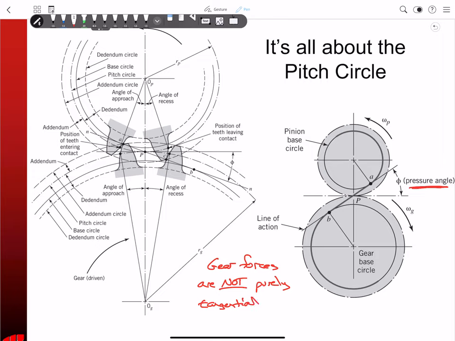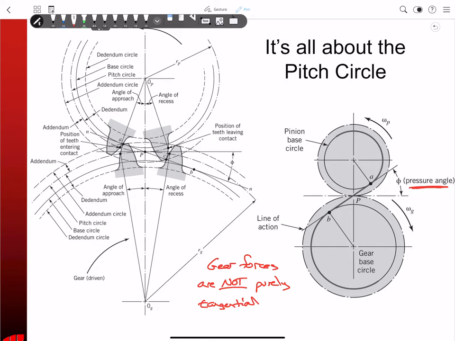We can't just say, oh, there's this nice tangential force that transmits torque or that puts it in a torque balance. On your homework that you're going to finish for this week, it's a belt problem. And the reason it's a belt problem is because belts are really easy. The force is exactly tangential. But with gears, it's not. We have to consider this angle here.